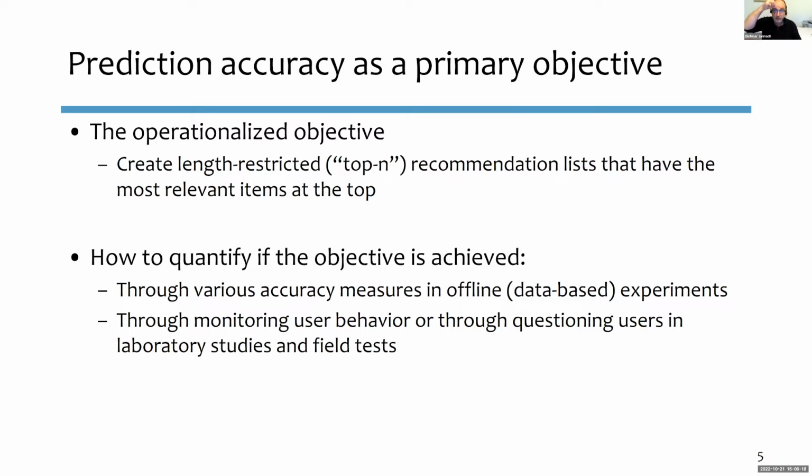The question is, how do we measure if we achieve the objective? We usually have these accuracy measures we all know. In machine learning-based research works, but also in reality, companies and organizations monitor the effects on user behavior in field tests and A/B tests, or we can do questionnaires or lab studies, as we also do in the academic environment. So prediction accuracy is the single most important objective here.